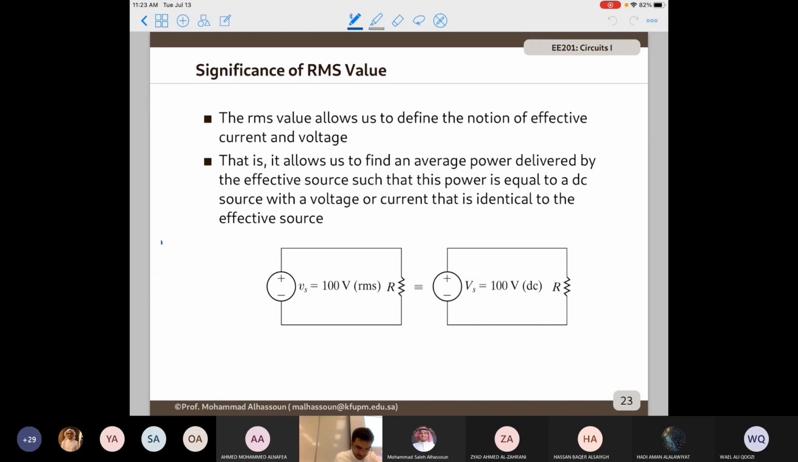For a DC source, what is the power of the DC source? What is the power of this source? This is a DC source. What's its power? So let me move it here.